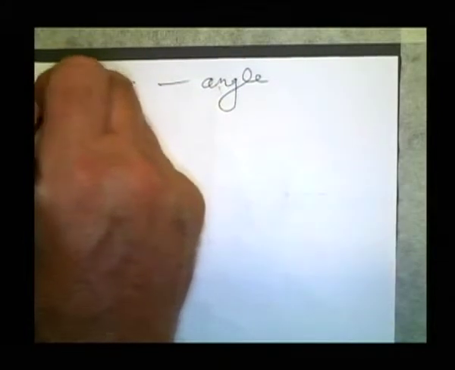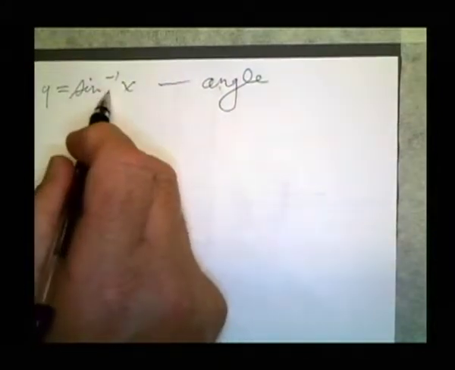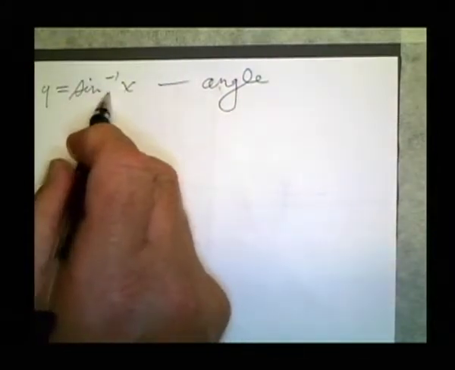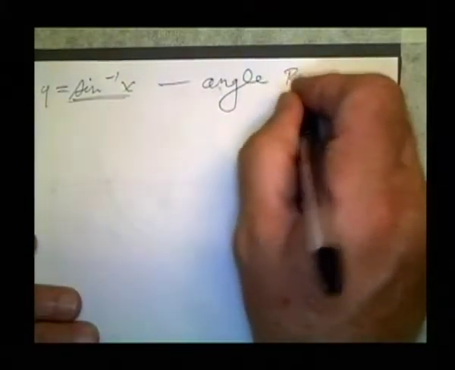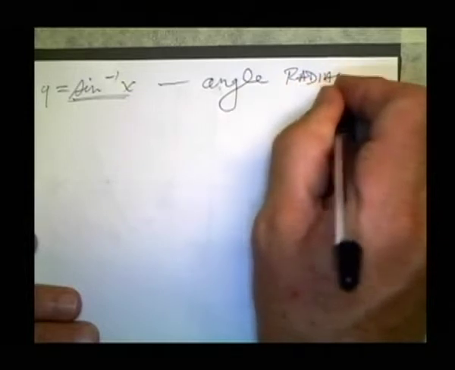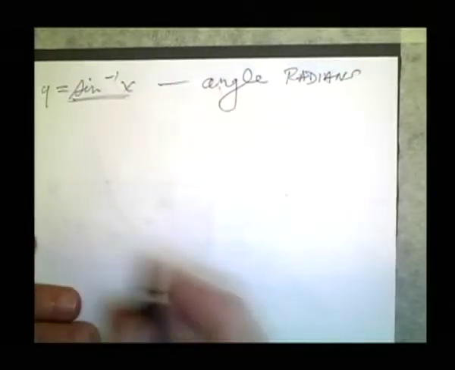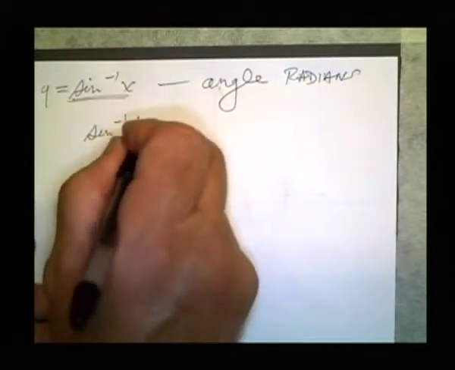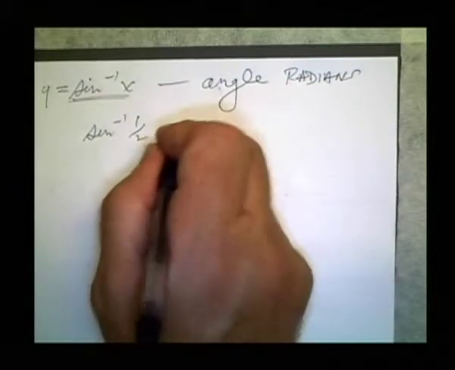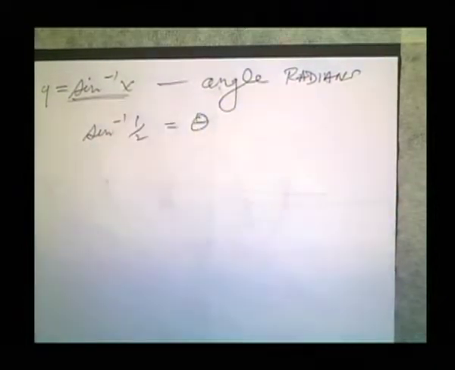Now, y equals sine to the -1 x. Sine to the -1 x, or y, is an angle. It's an angle in radians. And we've seen that just from the previous and the definition. So if you were given a sum like this, what is sine to the -1 of a half? To answer the question, you just said it's an angle in radians. Let's call it theta.